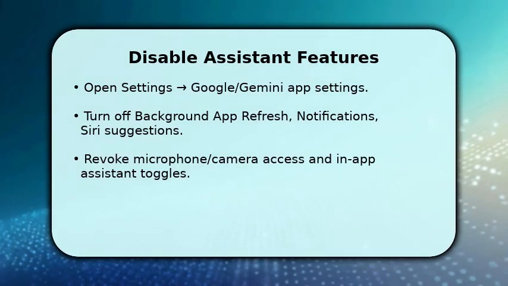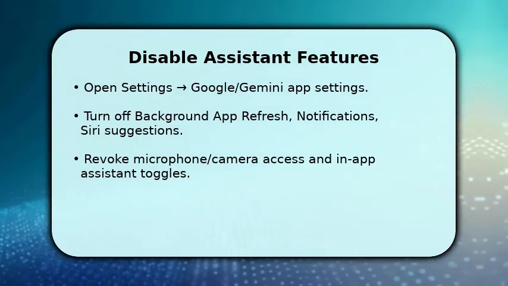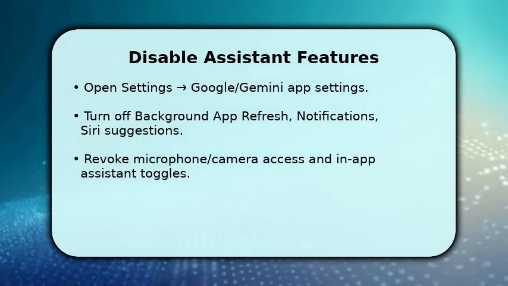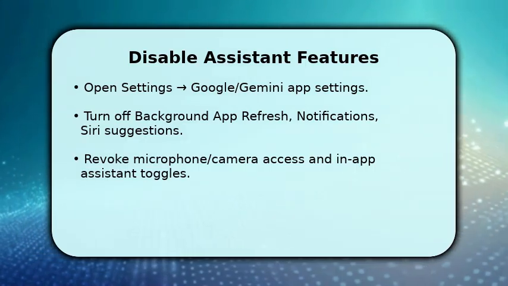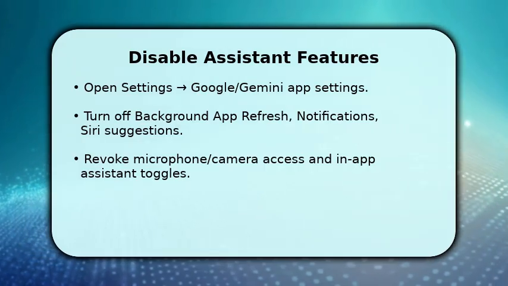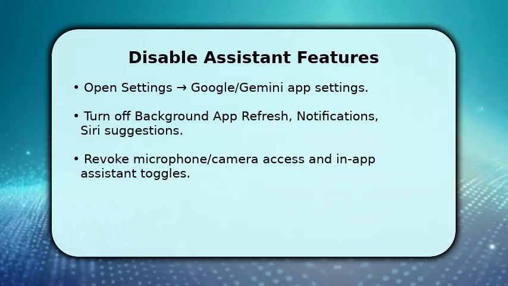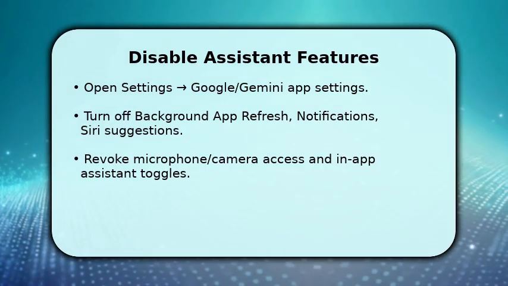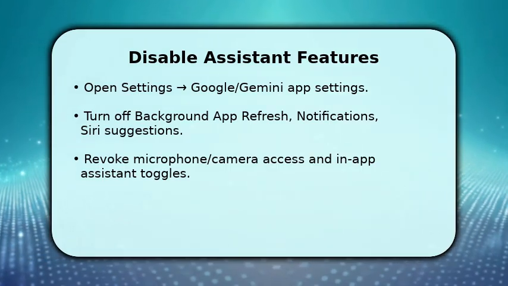First, turn off background app refresh so it can't run in the background. Next, disable notifications and Siri suggestions to stop prompts. Then tap Privacy and Permissions and revoke microphone and camera access. Assistants need those to listen or interact. If the app has a specific assistant toggle, switch that off. These steps stop the assistant from launching automatically and cut off its core inputs and alerts.